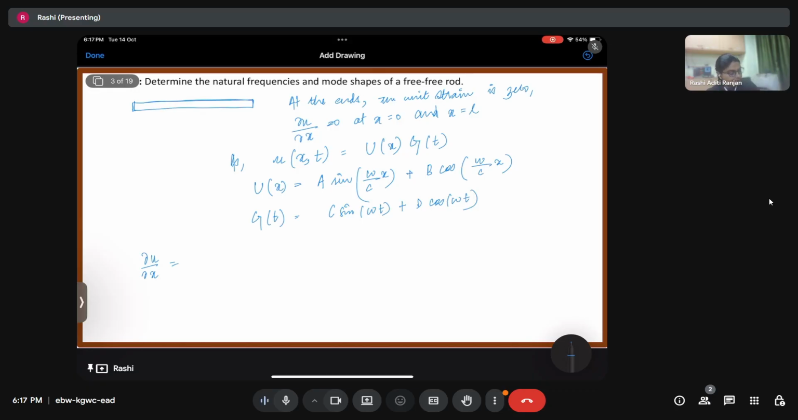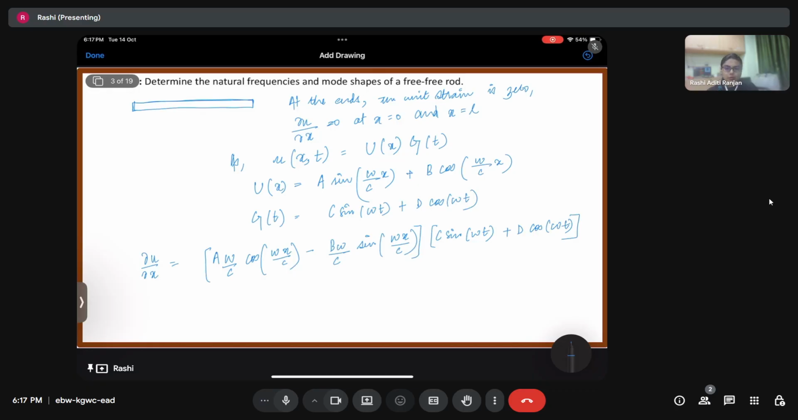It is going to be A ω/c, differentiation of sine is cos, cos(ωx/c), minus B ω/c sin(ωx/c), into C sin(ωt) plus D cos(ωt). This is the partial differentiation.